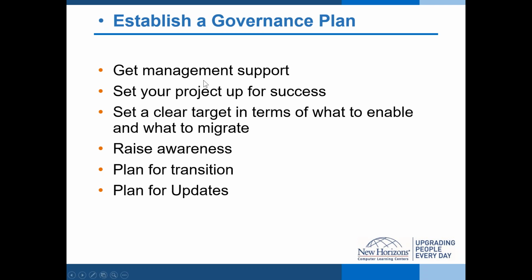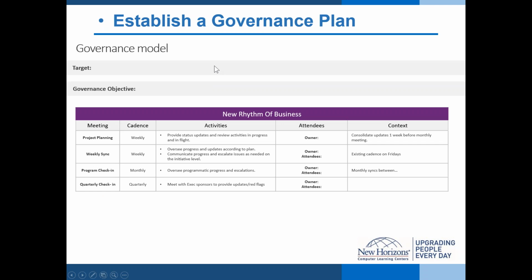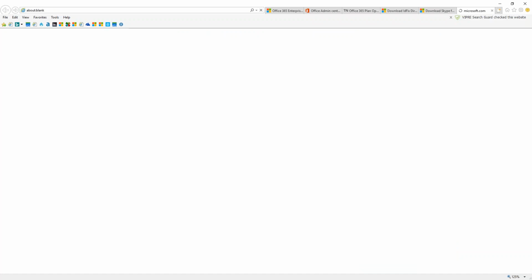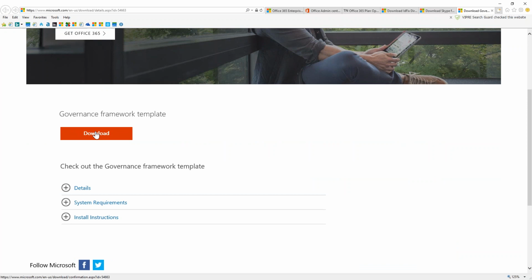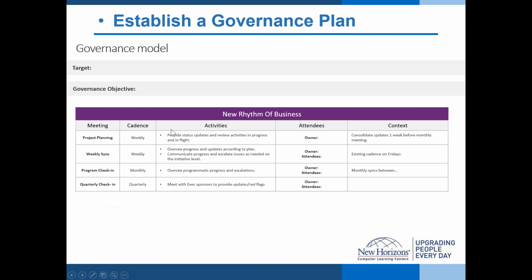Now, there is a utility that we can use called Microsoft's Governance Plan, which you can download. I'll just take you right over to that. I may already have this loaded up, but let's go to it anyway. All I'm going to do is download this little framework template, and that's the one I'm showing you on the slide. Once I download it, I can start using it to set up my project plan, my weekly syncs, my program check-in, and my quarterly check-in, and assign who's supposed to be responsible for that. I'm going to set up my target for success and my governance objectives.